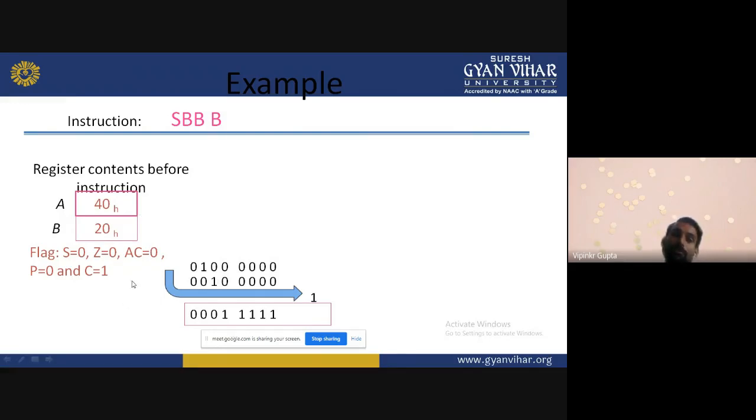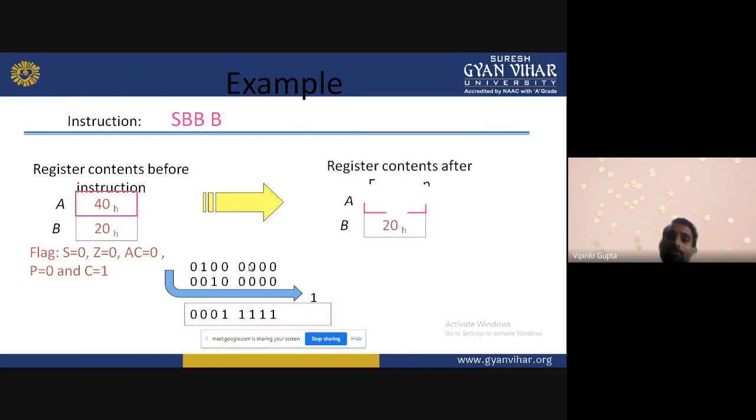Sign value, it's 0. So what is the result? First we will check the result. We are converting this result into the hexadecimal number. So it's 0001, its equivalent is 1, and 4 times 1, its equivalent is F. So our result is 1F. Now B is the same result, 20H.